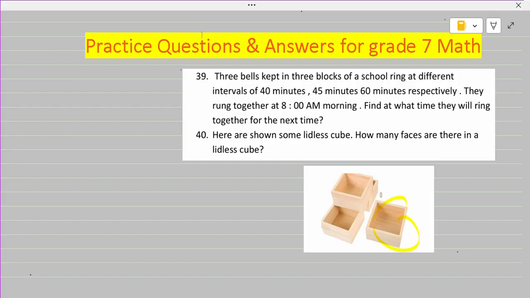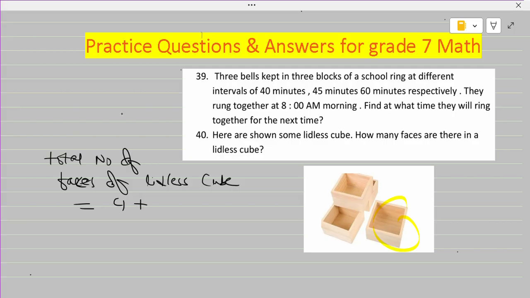Here you see a leadless cube. Four faces are visible around it, and 1 face is down, on which it is standing. So the total is 4 plus 1, 5 faces. The total number of faces of a leadless cube: 4 faces around and 1 face down, on which this cube is standing. So there are 5 faces.